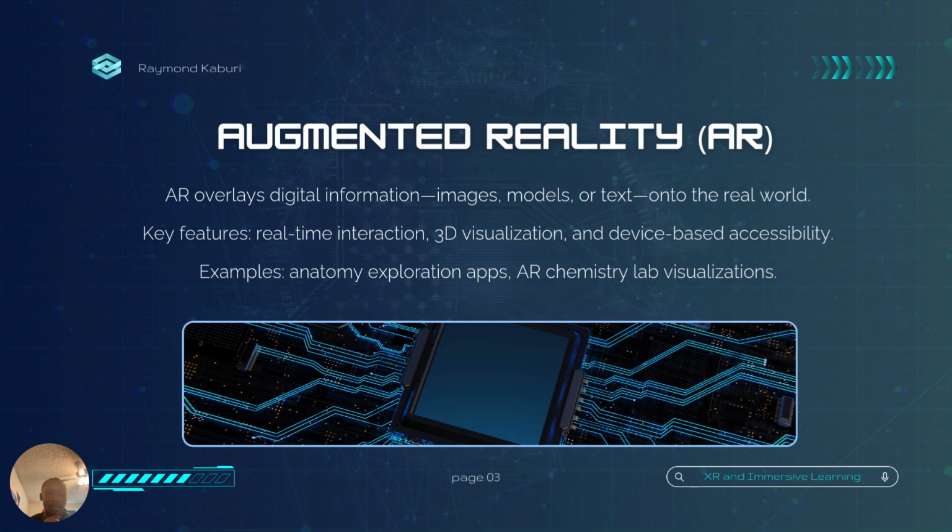Now, let's take them one after the other and look at them. So number one is the augmented reality, which is usually termed as AR, and this is an overlay of digital information, and it includes images, models, or text onto the real world. And one of their key features is that they have real-time interactions. They also have 3D visualizations, and they also have device-based accessibilities.